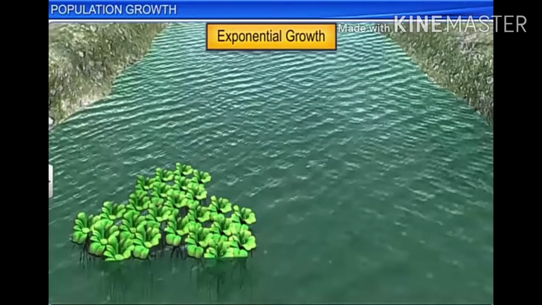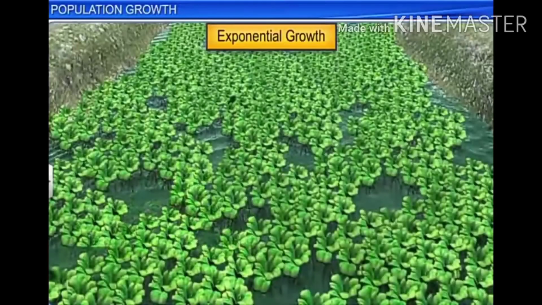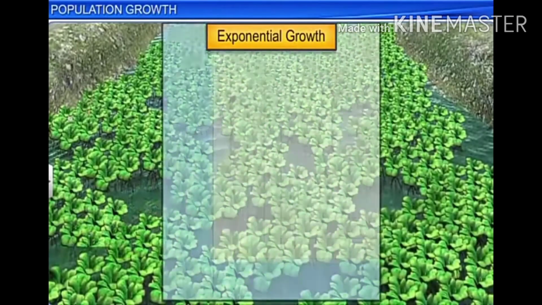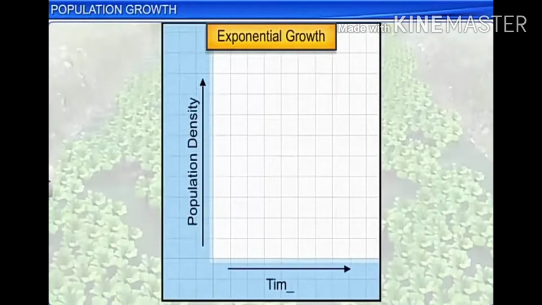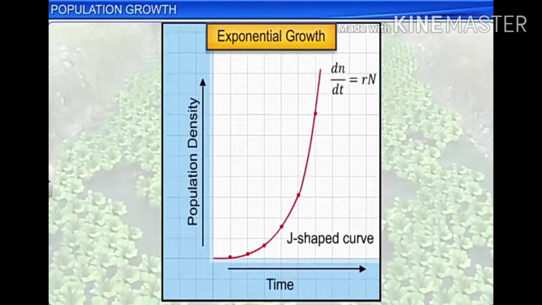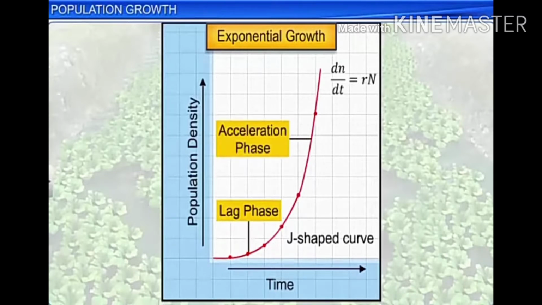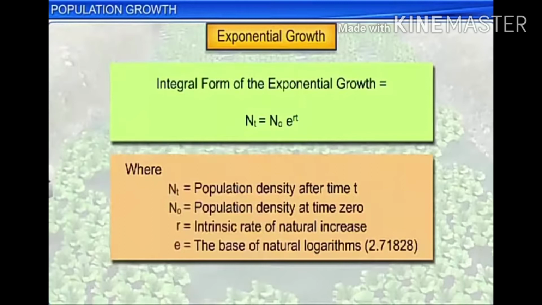Now, to determine the population growth pattern of the pistia plant, we plot various readings of population density against time. On plotting the readings, you will notice a J-shaped curve which shows two phases, a lag phase followed by an acceleration phase. Moreover, with the basic knowledge of calculus, you can derive the integral form of the exponential growth using the equation as shown.